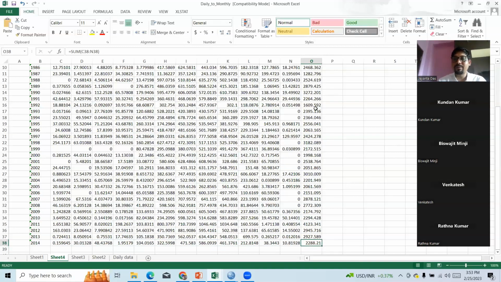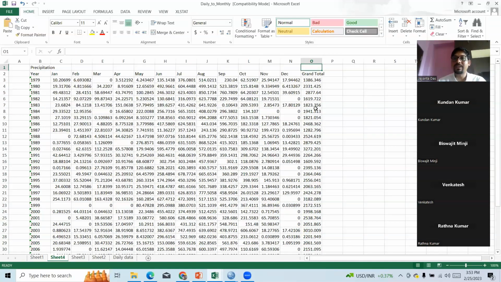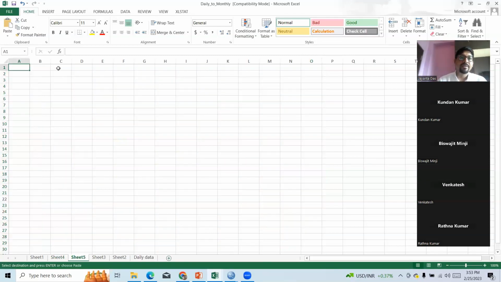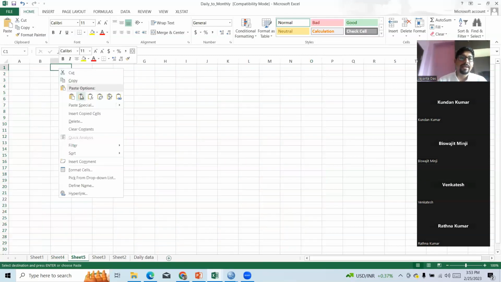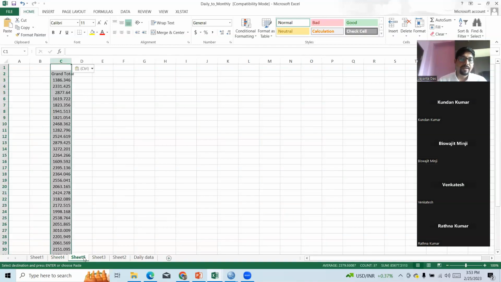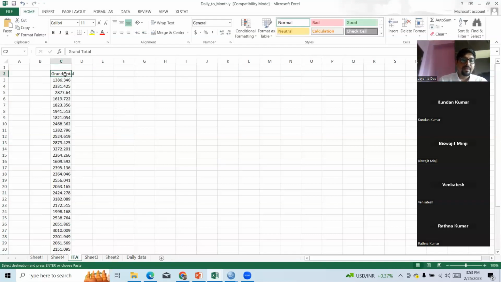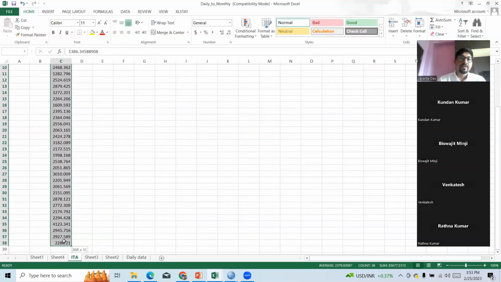Now we have to divide it into two parts. Better to copy it in another sheet. So here, just paste as values. I'll name it ITA Annual. Okay. Now, first half, total 36. It is okay.